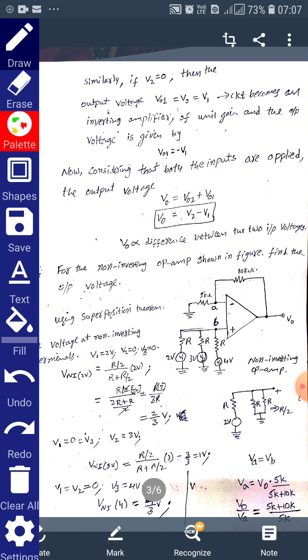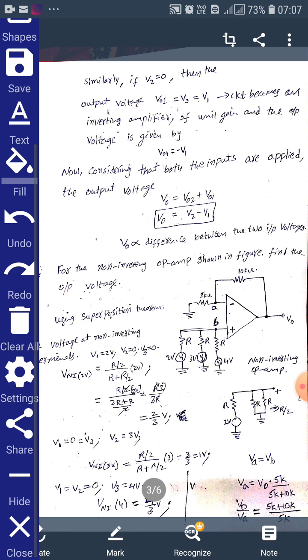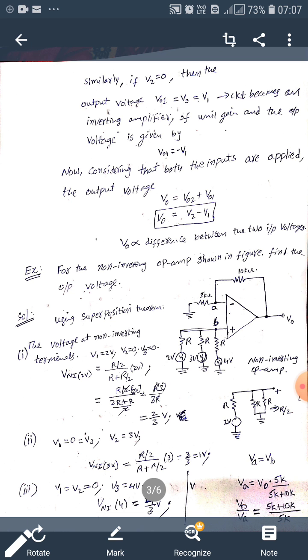And here we have an example problem. Here V1, V2, V3 individual voltages are applied at the non-inverting terminal. The plus terminal is called the non-inverting and the minus terminal is called the inverting terminal. The given problem has the RF resistance of 10 kilo ohms, and we need to calculate V naught. V naught here is calculated by using the superposition theorem.